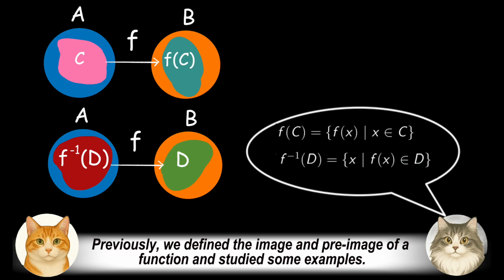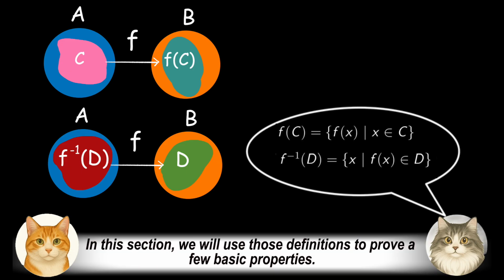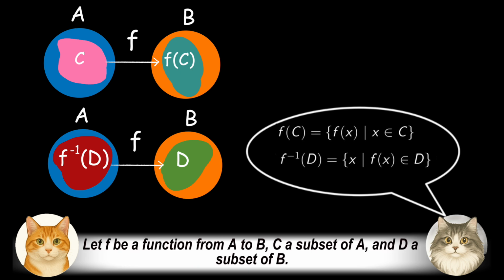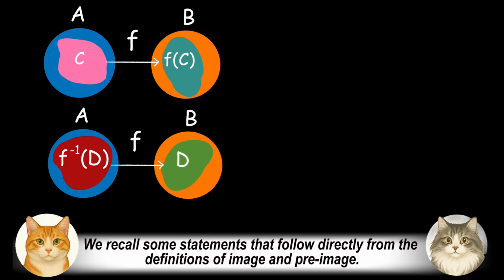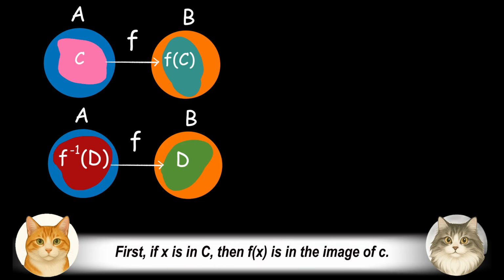Previously, we defined the image and preimage of a function and studied some examples. In this section, we will use those definitions to prove a few basic properties. Let f be a function from A to B, C a subset of A, and D a subset of B. We recall some statements that follow directly from the definitions of image and preimage.